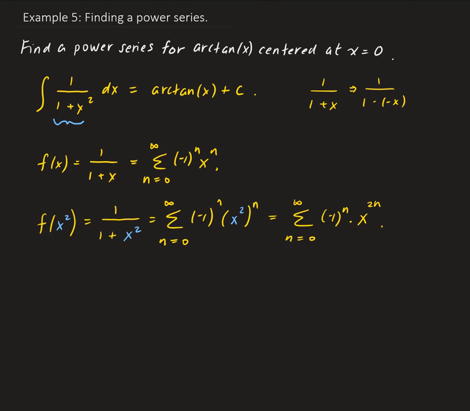So then from there, we know the integral of 1 over 1 plus x squared is arctangent. So we can take the integral of this series. Arctangent is equal to the integral of 1 over 1 plus x squared, and now we know the power series for 1 over 1 plus x squared. This is what we just figured out. So we're going to take the integral of that series.